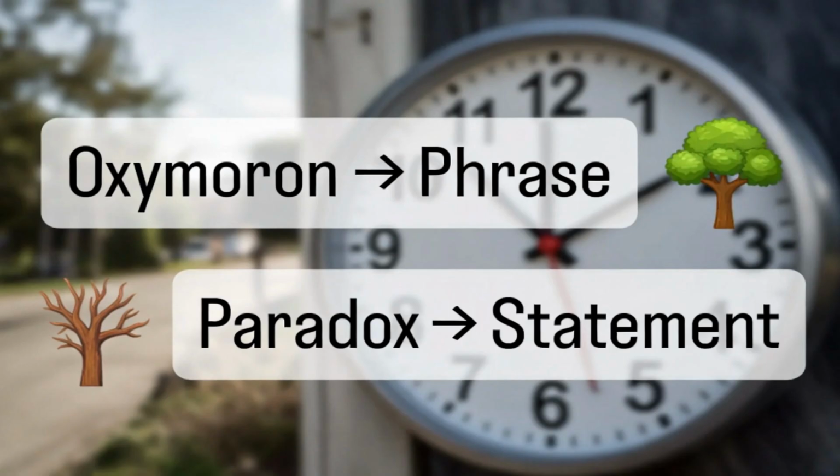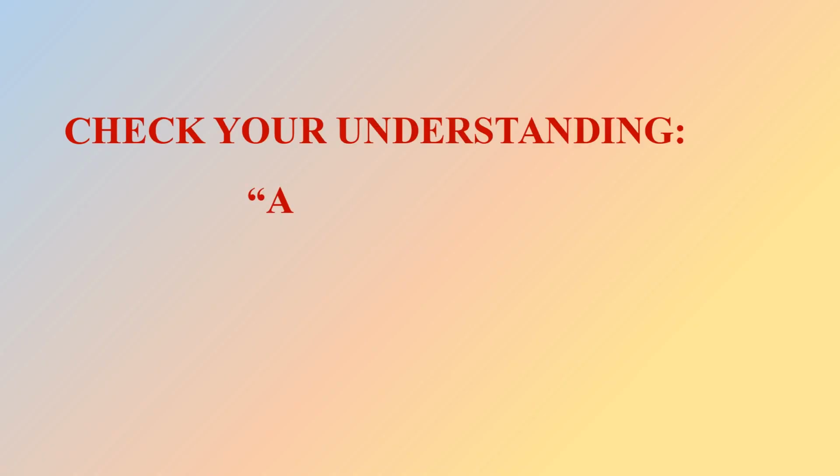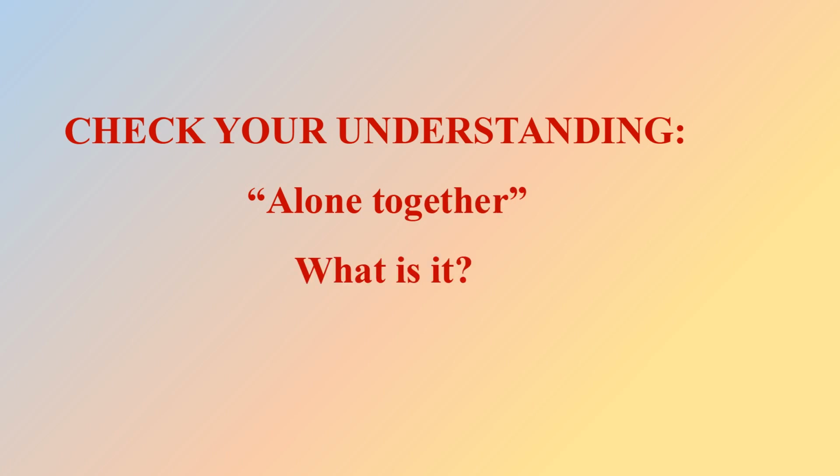An oxymoron is sometimes called a condensed paradox. However, the key difference is length and structure. Oxymorons are brief phrases while paradoxes express complete ideas. "Alone together," what is it? This phrase combines two opposites in a short form, making it an oxymoron.